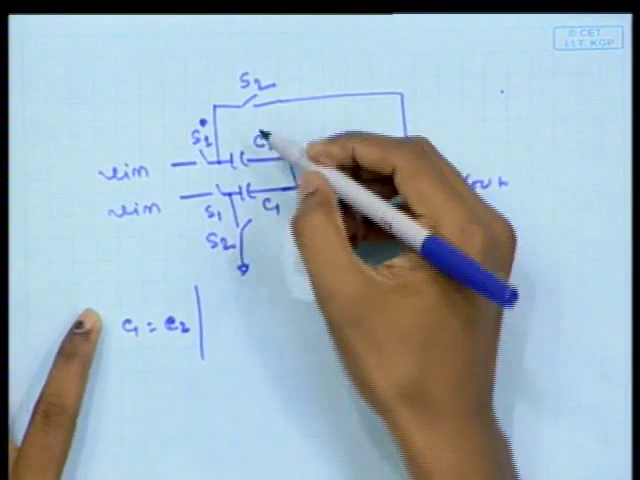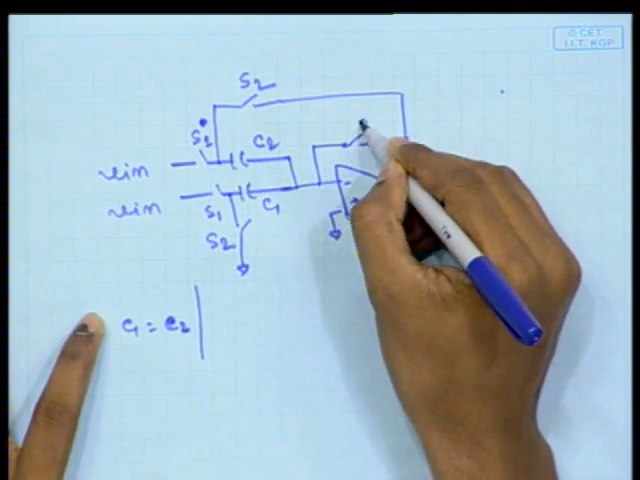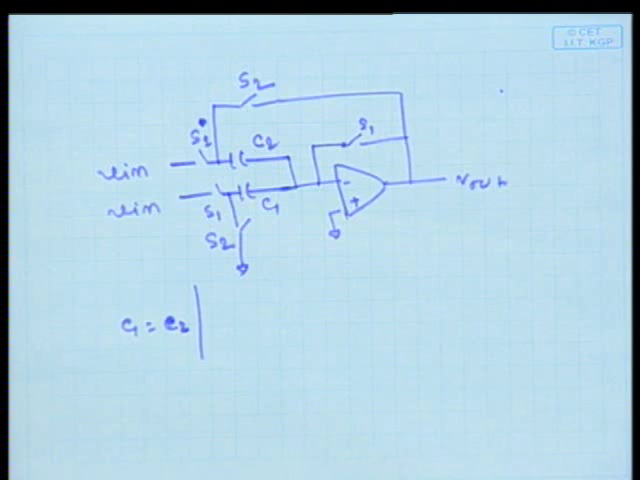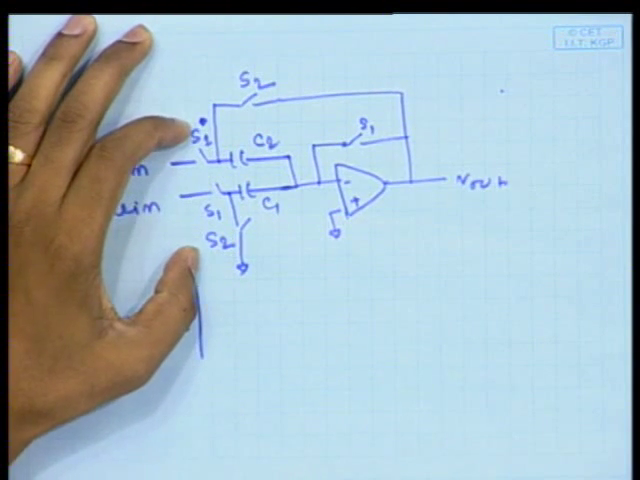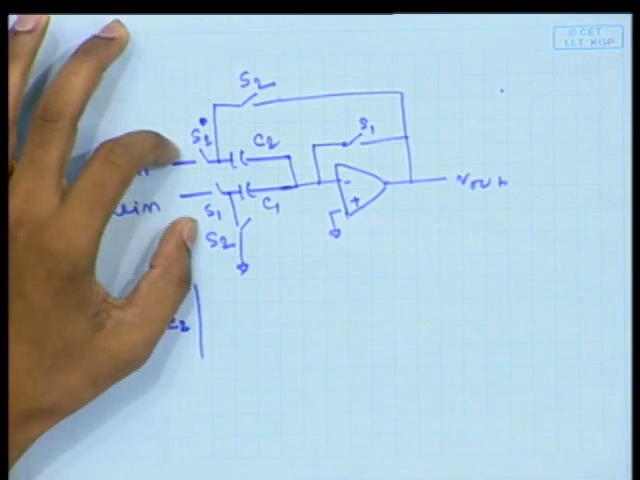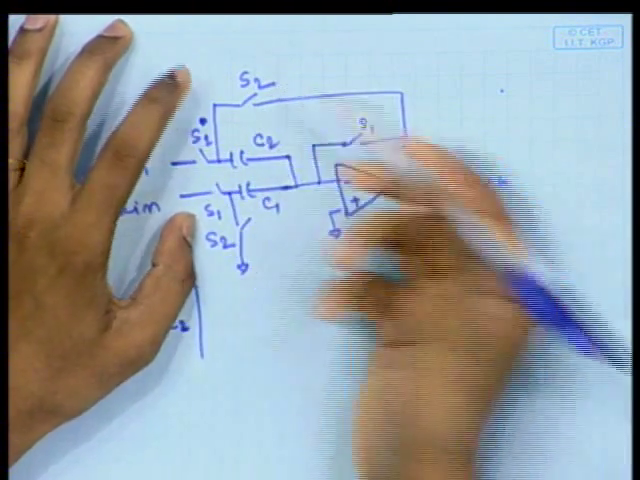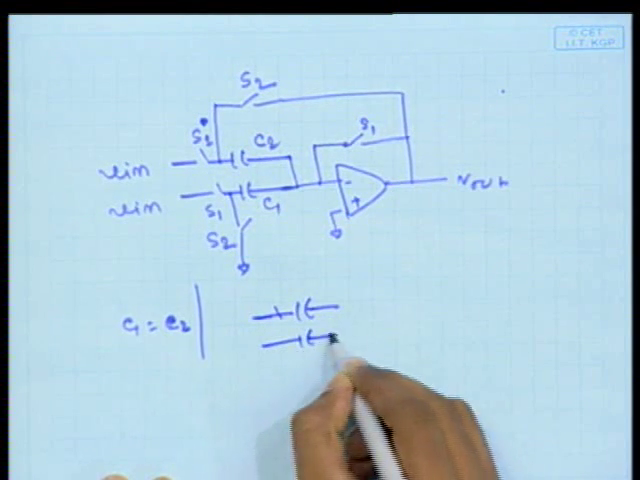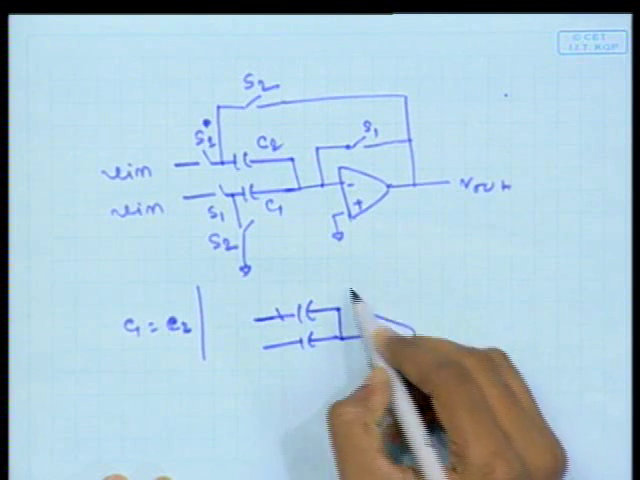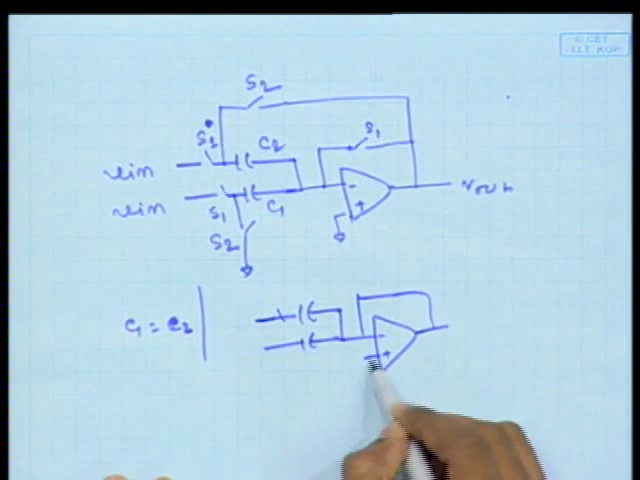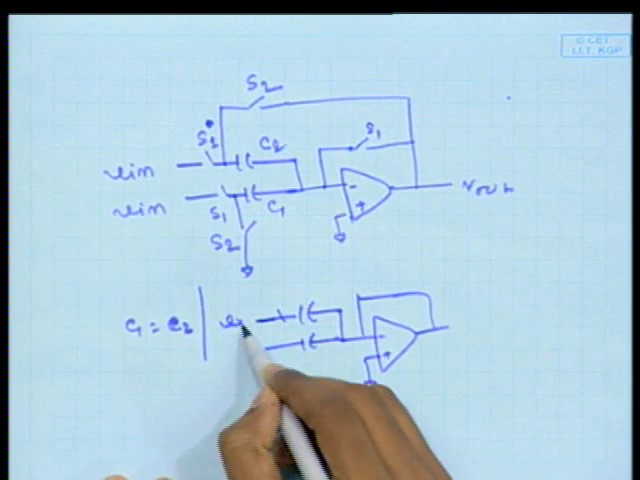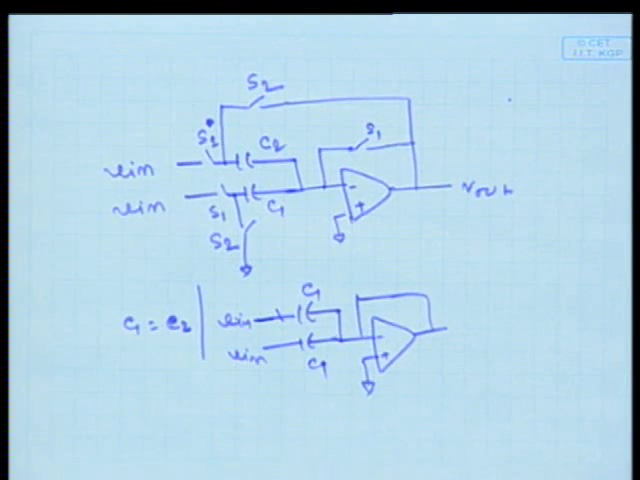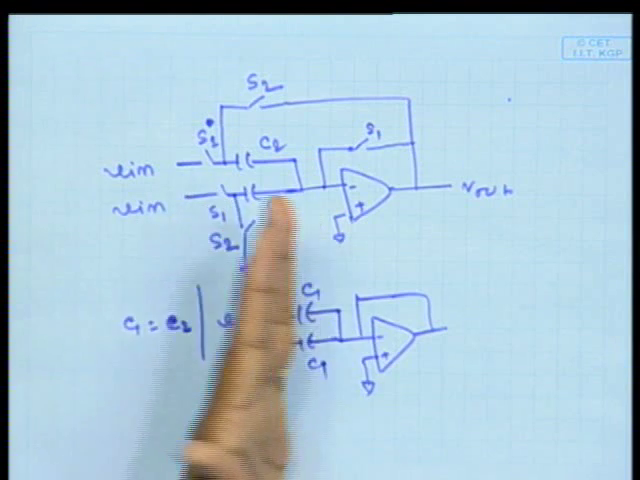we can apply this. S1 and S2 operate in complementary phase. So when S1 is on and S2 is off, your circuit looks like that. So it's going to sample the input voltage with both the capacitors.